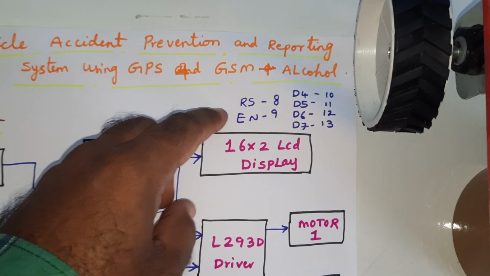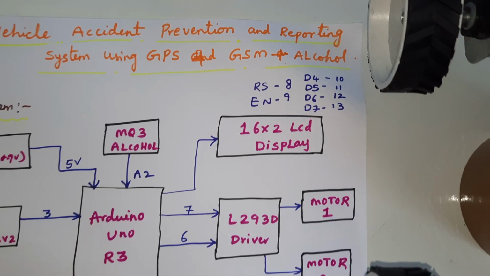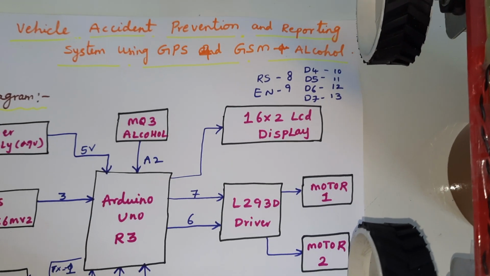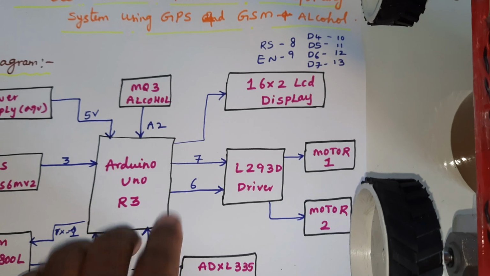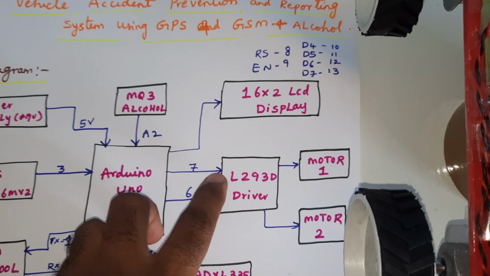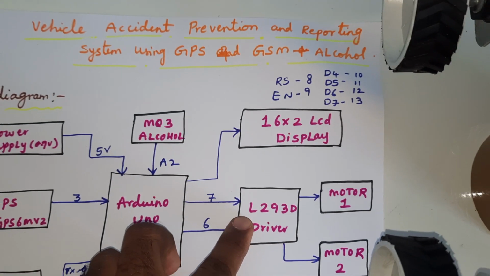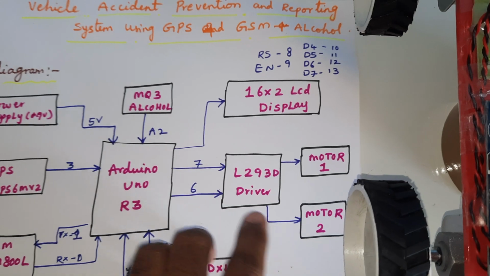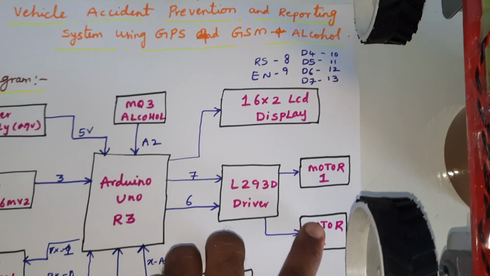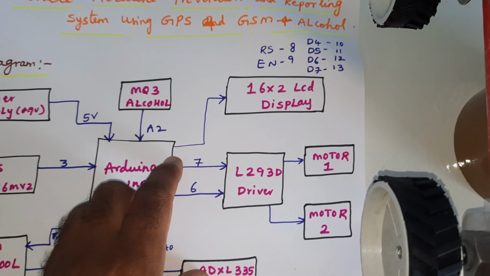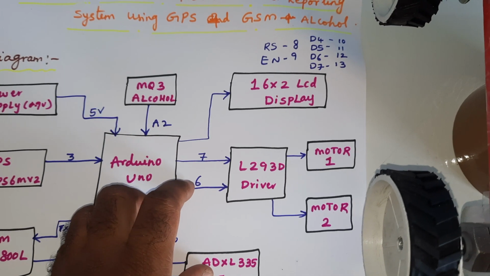The 16x2 LCD pins RS, Enable, D4, D5, D6, D7 are connected to the GPIO pins of the Arduino, pin numbers 8, 9, 10, 11, 12, 13. The L293D driver IC, a quadruple half-H driver IC, controls the DC motors. The 300 RPM DC motors are connected to GPIO pins 7 and 6.